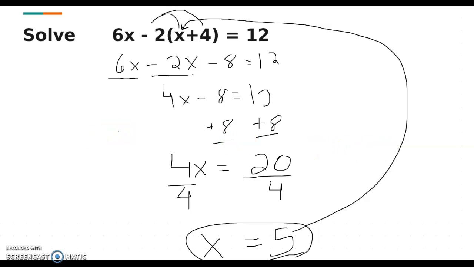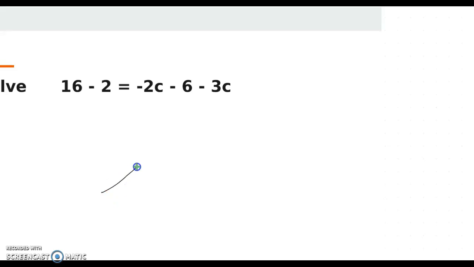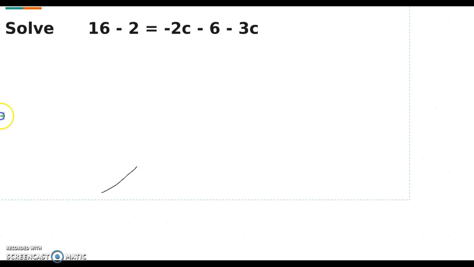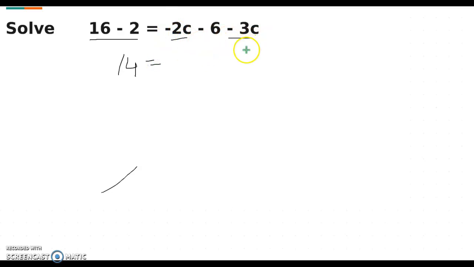Let's have another look at a different problem. So this one is 16 minus 2 equal to -2c minus 6 minus 3c. We got simplification on both sides. 16 minus 2, that becomes a 14. On the right side, the c's go together. I have a -2c and a -3c. Think of that as a -5c. Still have the minus 6.